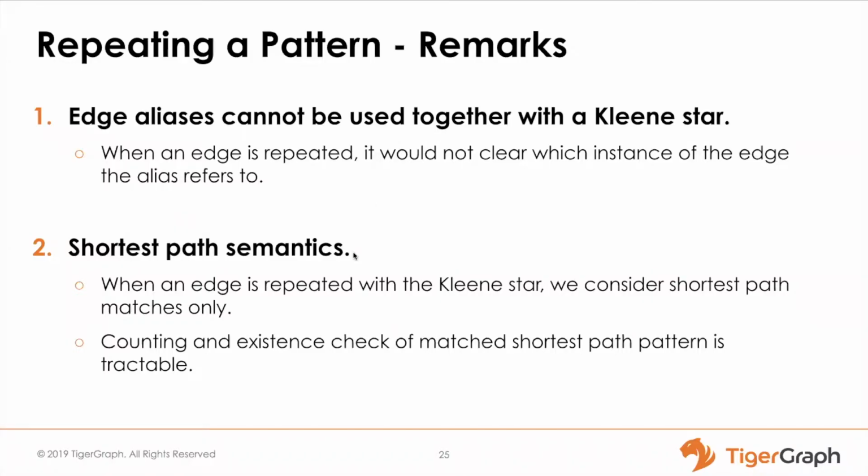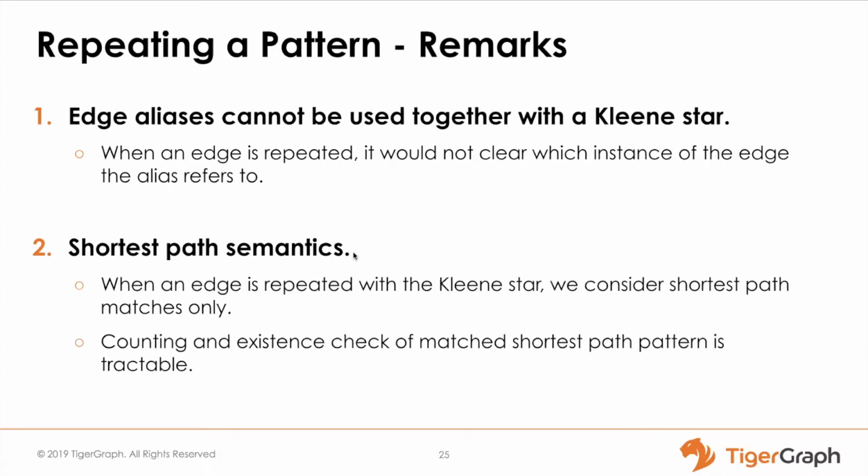So here are remarks regarding the repeating edge pattern. Once we use a Kleene star in an edge pattern, we disallow the edge alias with the Kleene star pattern. The reason is once an edge is repeated and we don't know how many times, it is unclear which edge is going to be associated with a bind variable, and therefore we disallow binding an alias to an edge followed by a Kleene star.